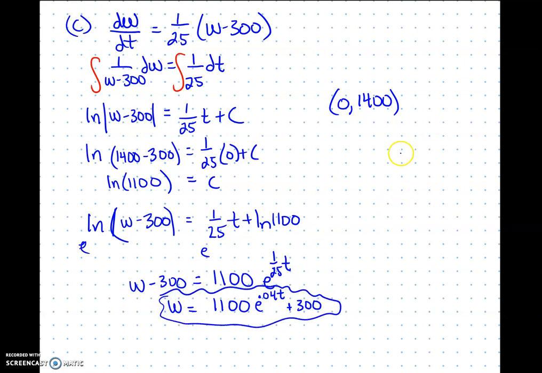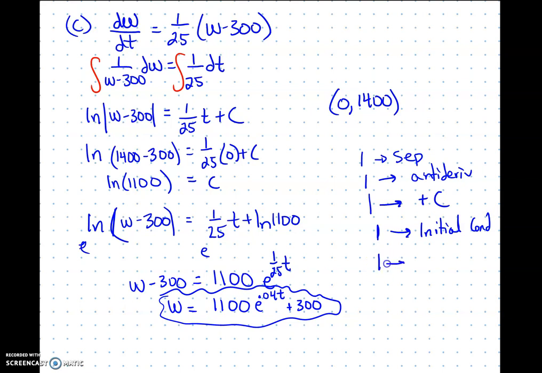Just to run through quickly where those points come from: 1 point for the separation of the variables, 1 point for taking the antiderivative, 1 point for putting on a constant, remembering the plus c, 1 point for trying to use the initial condition, and then 1 final point for solving for w. And that's something that you should be able to do.